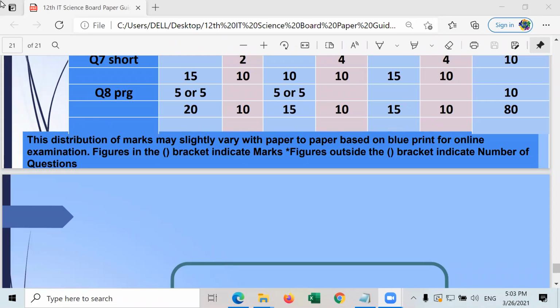Sir, if we make any mistakes, can we go back and correct them? Yeah. Means if you have submitted the answer and gone to the next? You can change your answers anytime before hitting the submit button. Once you hit the submit button, your paper will be submitted to the server. Then you cannot make any changes.